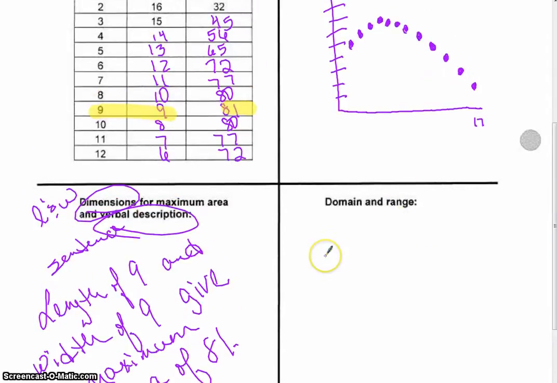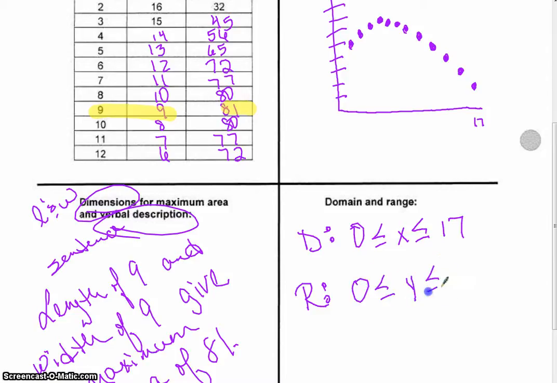Remember, domain and range normally would be all real numbers, but length and width cannot be negative, okay? So my domain, the smallest it could be would be 0 is less than or equal to x is less than or equal to what was the largest it ever was, looking at your table, 17. Your range, the lowest that your area could ever be would be 0 is less than or equal to y is less than or equal to the largest area we ever had from the table, which was 81.